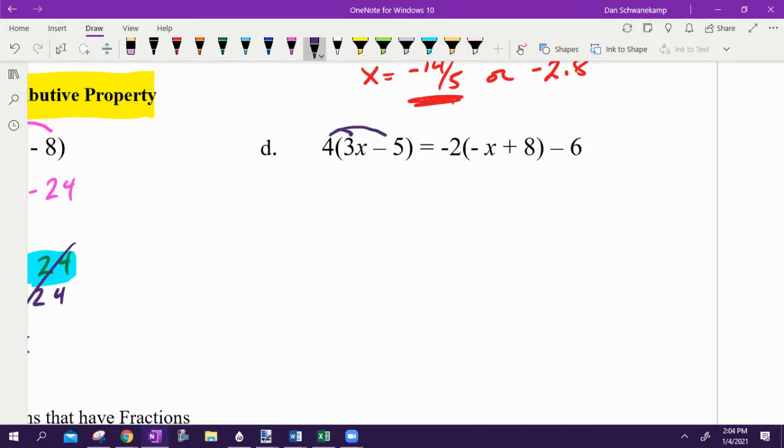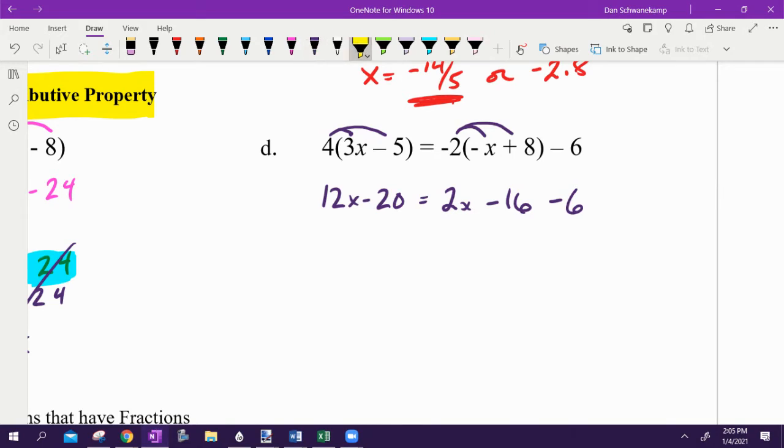We got a number in front of the parentheses, distribute it. You got this negative 2 here, distribute that. Don't forget about the negative sign. That negative sign goes with it. So negative 2 times negative x is a positive 2x. Negative 2 times 8, that's minus 16. I'm not distributing with that negative 6. It's not inside the parentheses, so it's just going to hang out over there.